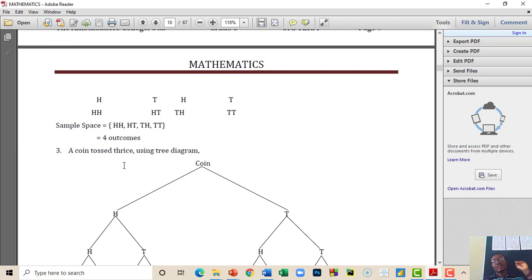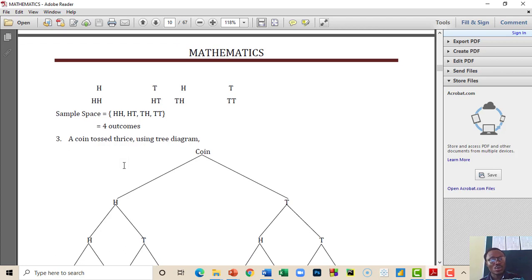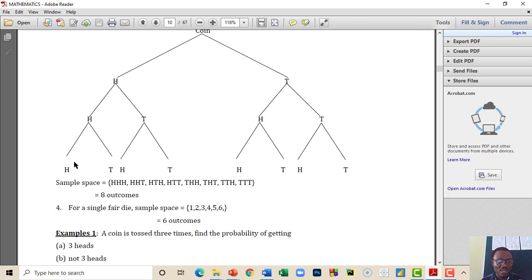Now, remember, when a coin is tossed once, the sample space was just 2, head and tail. When it's tossed twice, we had 4. Now, when a coin is tossed three times using the tree diagram, we'll get this: head, tail, tail, tail. How do we get that? It's simple. This is the first coin, this is the second, and this is the third. So this is how we got it. Follow my cursor please. Head, tail. So we get these 8 outcomes. So we're going to have 8.